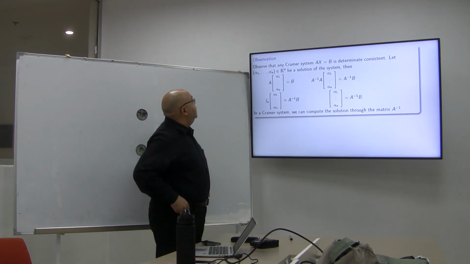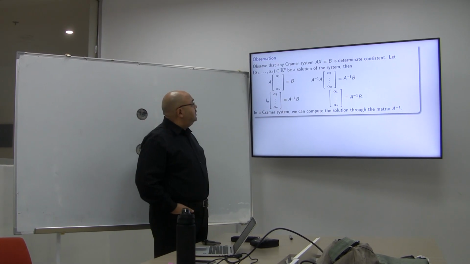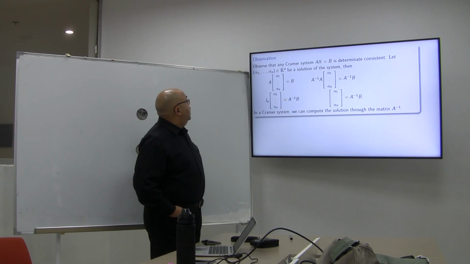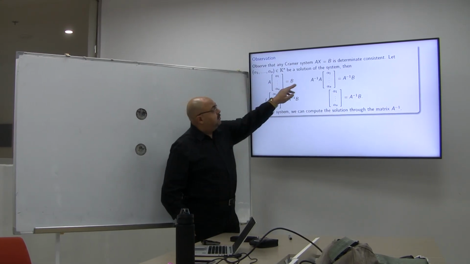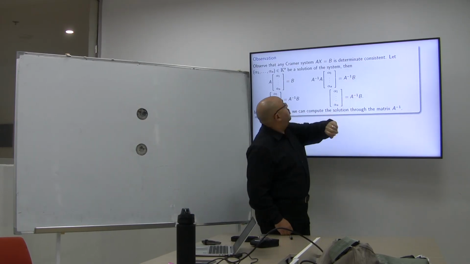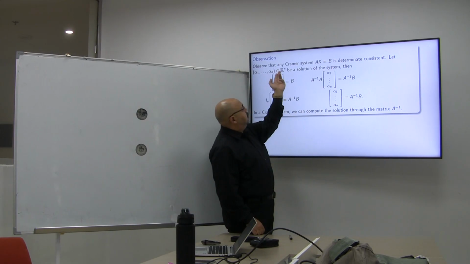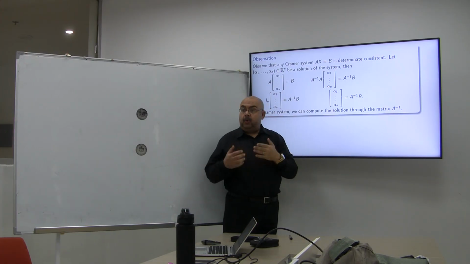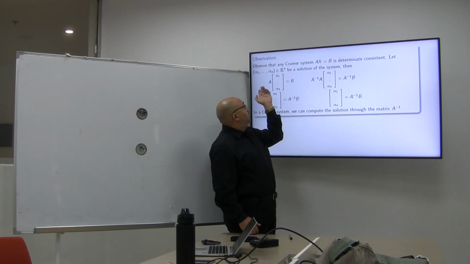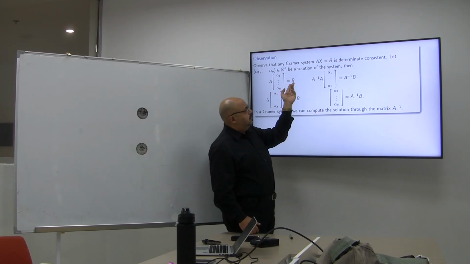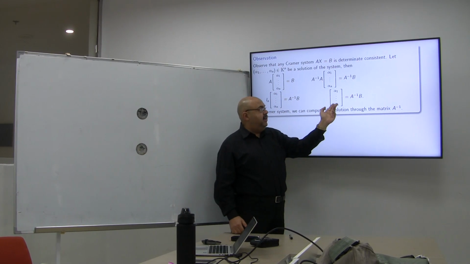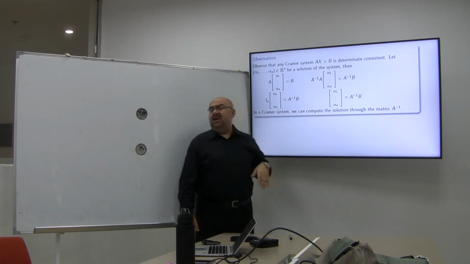Please observe that any Cramer system, AX equal B, is determined and consistent. It means a unique solution, just only one solution. Let alpha 1 up to alpha n belong to K, those are the proposed values of these unknowns, be a solution of the system. Then A times the unknown column equals B. If you multiply A minus 1 on both sides, you will end up having all the variables equal A minus 1 times B, and that's the soul of the method.